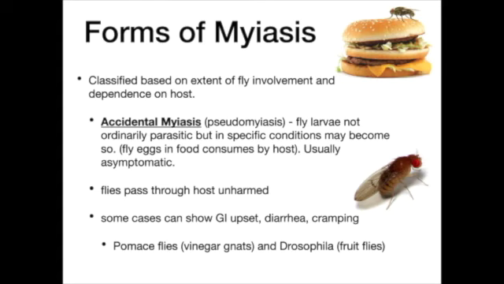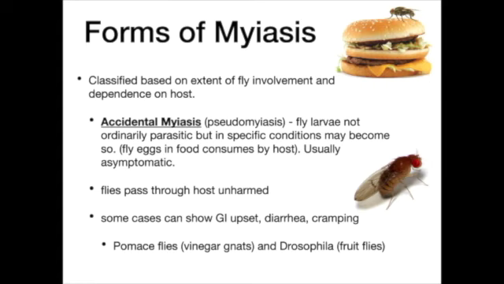This usually will pass through totally unharmed. Most people have probably done it and don't even know it. However, sometimes a case can show up where the fly larvae, maybe the egg was near hatching, and while in the digestive tract, the larvae actually hatch and begin burrowing into the intestinal lining. This can cause GI upset, diarrhea, cramping.